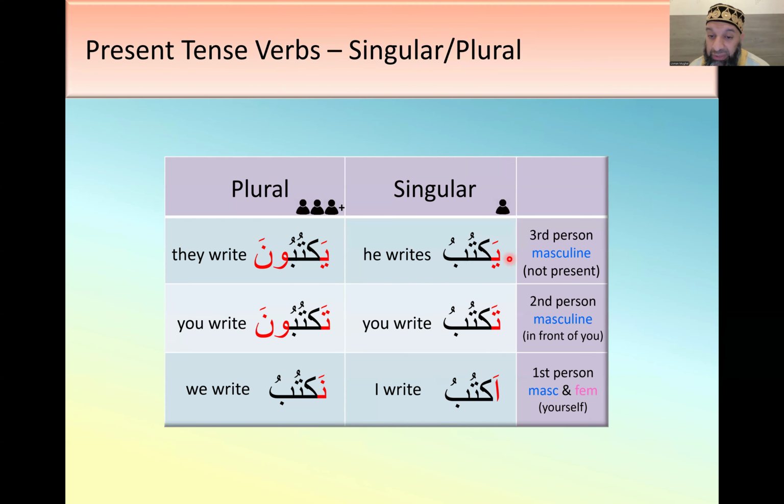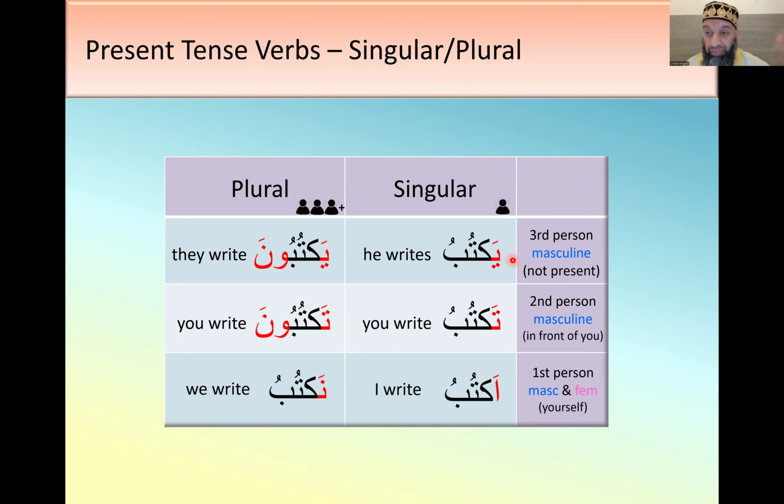Notice, third person begins with ya. They both begin with ya. Second person, when you're talking to the person, in this table, they begin with ta. Taktubu, taktubuna. That's how you can tell if it's second person or third person. I'm only doing the masculine because the feminine ones are a bit harder and they don't occur so much in the Quran. And that's level 2.